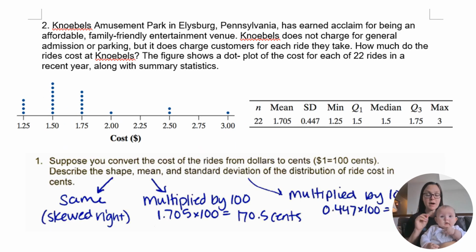For this second problem here, we have the dot plot and the summary statistics. If you convert the cost from dollars to cents, thinking about what kind of change that's going to be, from 1 to 100, no matter what you're doing, the shape is going to stay the same. It'll still be skewed right. However, since going from $1 to 100 cents is multiplication, you would multiply the mean by 100 as well, and you would multiply the standard deviation by 100 also.